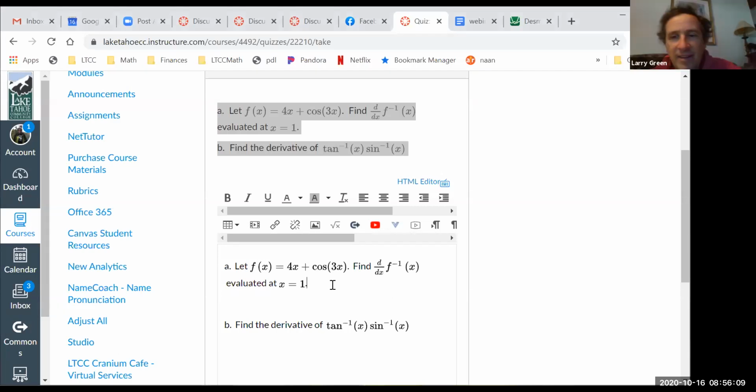Okay, welcome back. Today we'll do the quiz, answer some questions, and then it's all about implicitly defined functions. So let's jump to the quiz. All right, so let's take a look.